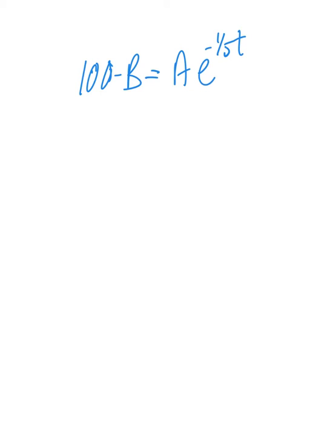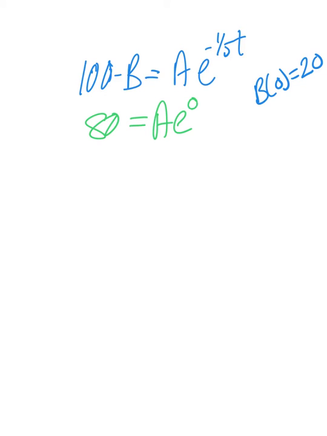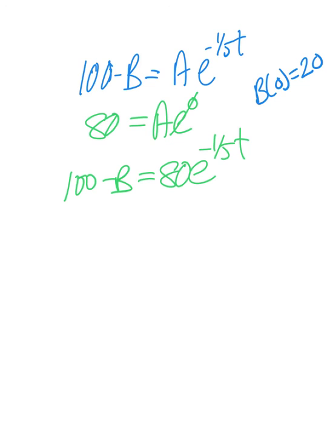Now you can use this to plug in your initial condition, where our initial condition, remember, was b of 0 equals 20. So plug that in. 100 minus 20 is 80 equals a e to the 0. E to the 0 is just 1, so a equals 80. So you have 100 minus b equaling 80 e to the negative 1/5 t.